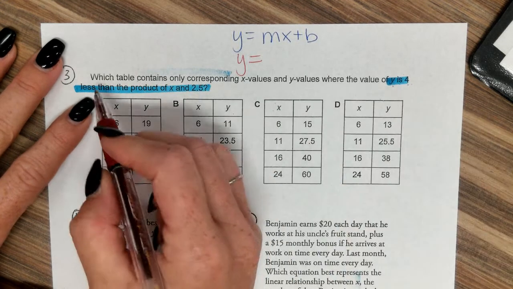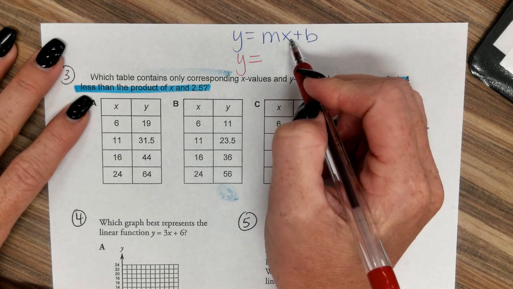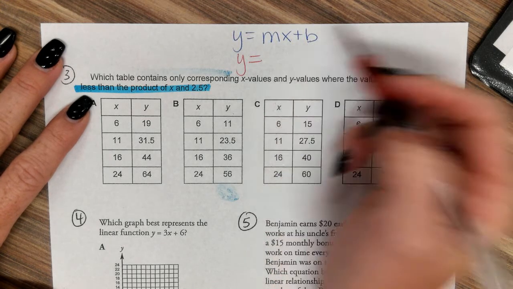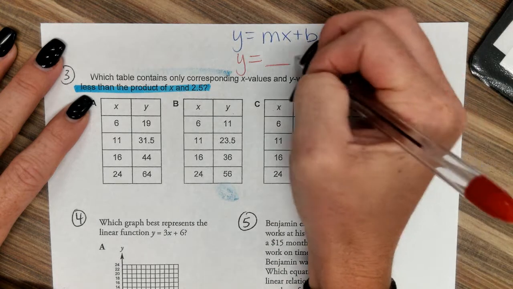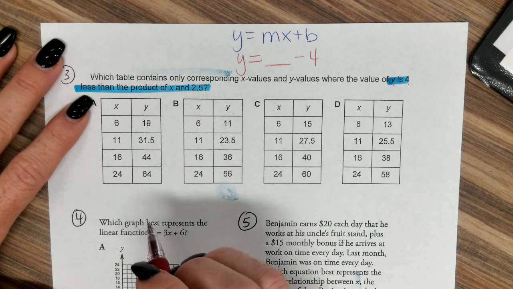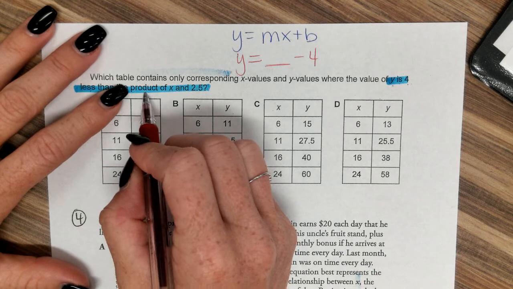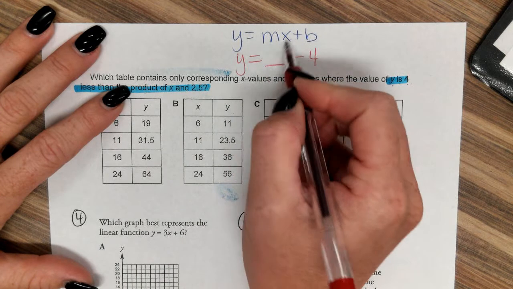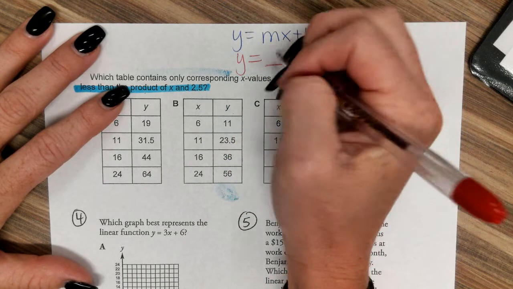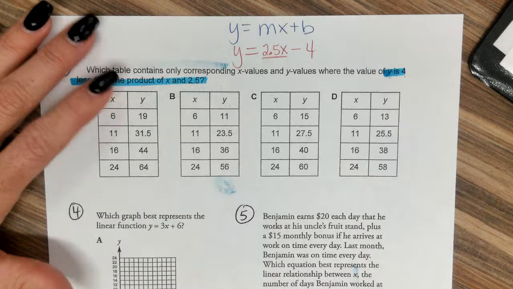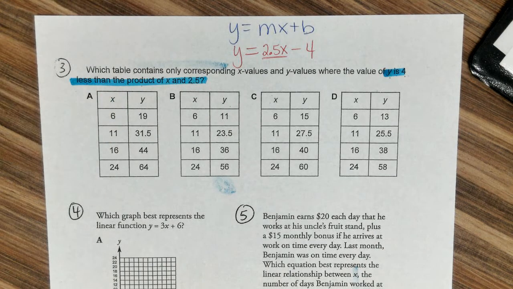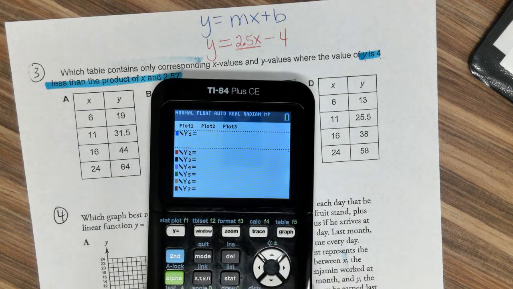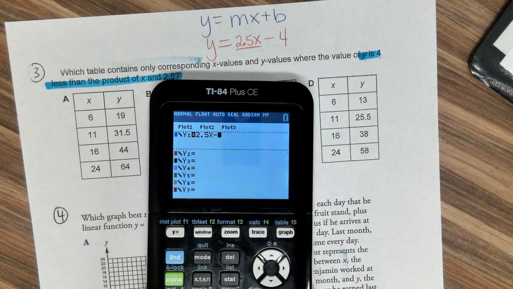All right, 4 less. Would that be the mx or the plus b? Would it be plus 4 or minus 4? All right, so I gotta find the mx, but it's going to be minus 4. And then right here it says the product of x and 2.5. Product means multiply. That's telling me that's my mx. So 2.5x. Now I can go to my y equals button in my calculator and put that in. 2.5x minus 4.